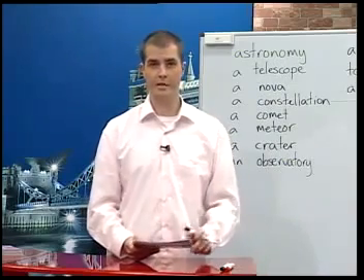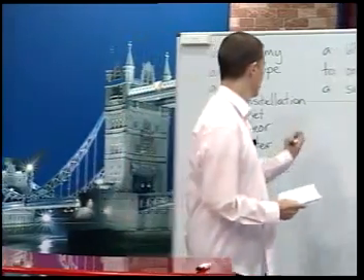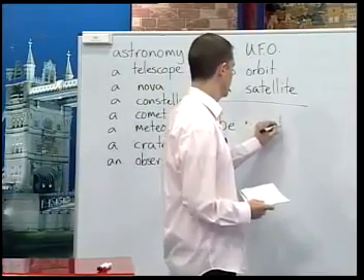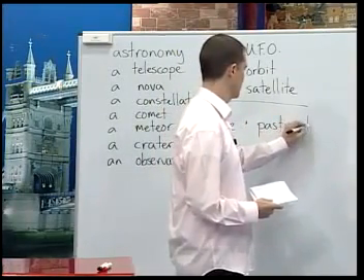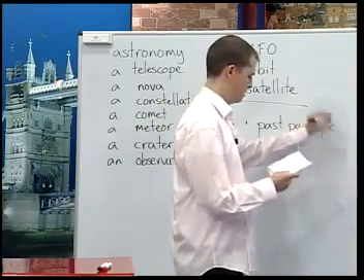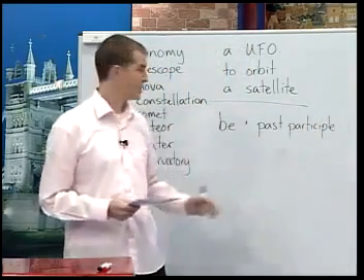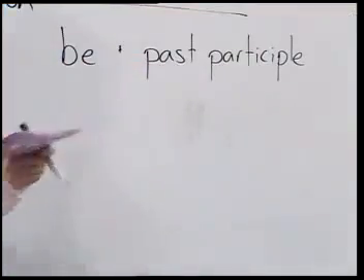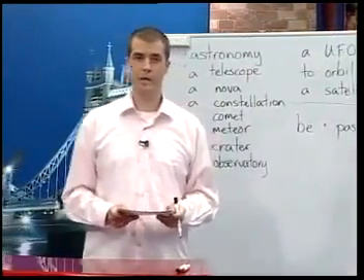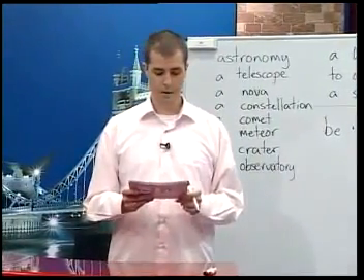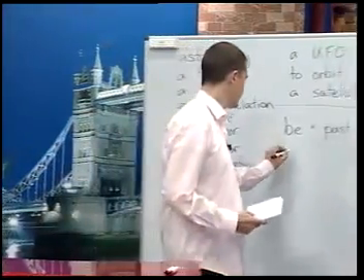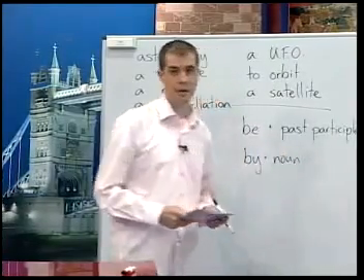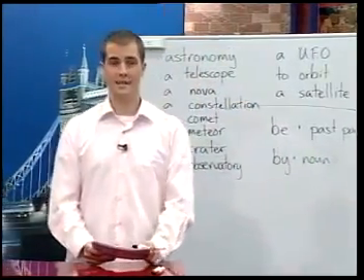Now, to form the passive voice, we use be plus the past participle. For the simple present, we're going to use am, is, or are plus the past participle. The subject determines if the verb is singular or plural. By plus a noun is sometimes used, but it's not always necessary.